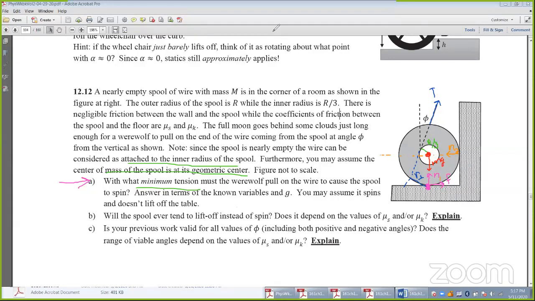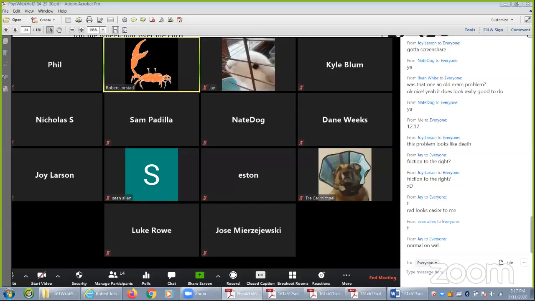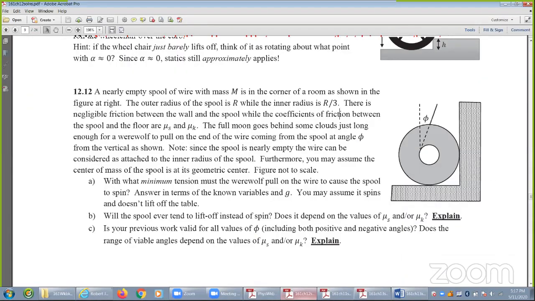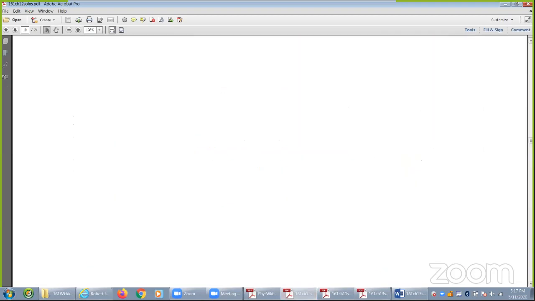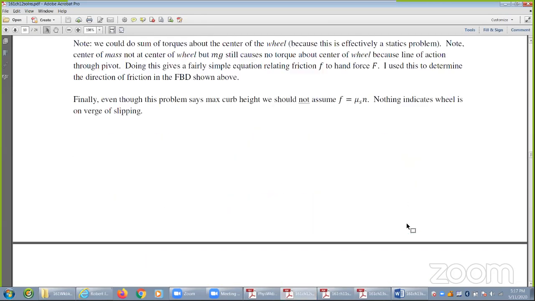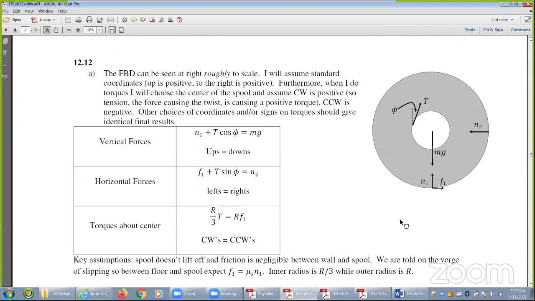All right, so let's go look at the solution to this one. Oops, oh crap, I hit the wrong button. Sorry about that. So let's go look at the solution and see how we did this one. Oh, that would have been convenient to use that diagram, right? So here's what I did. I did torques about the center, horizontal forces, and vertical forces. And see if you believe that.